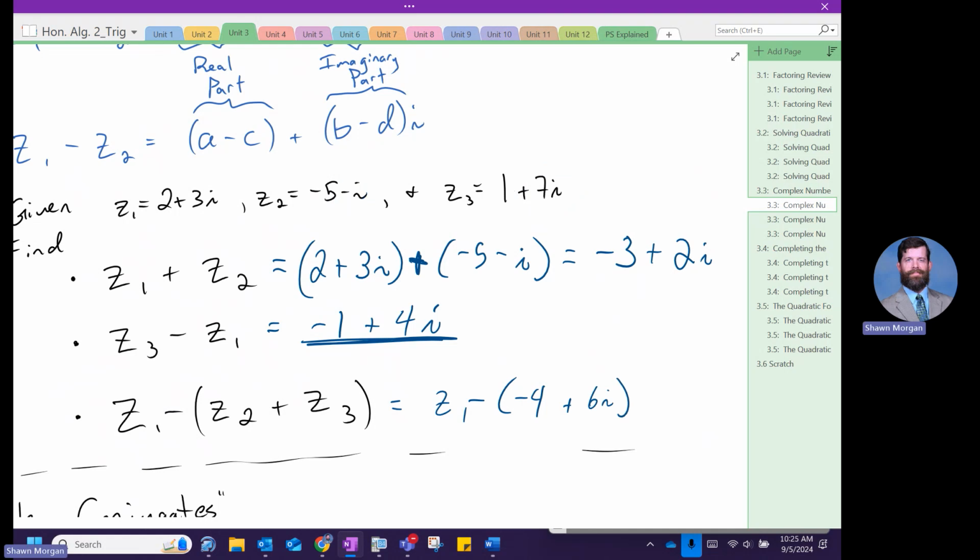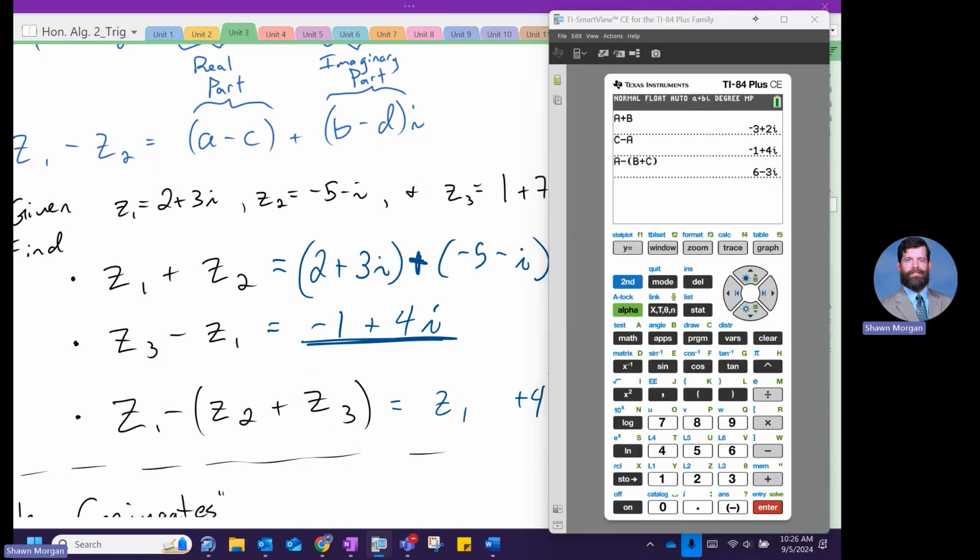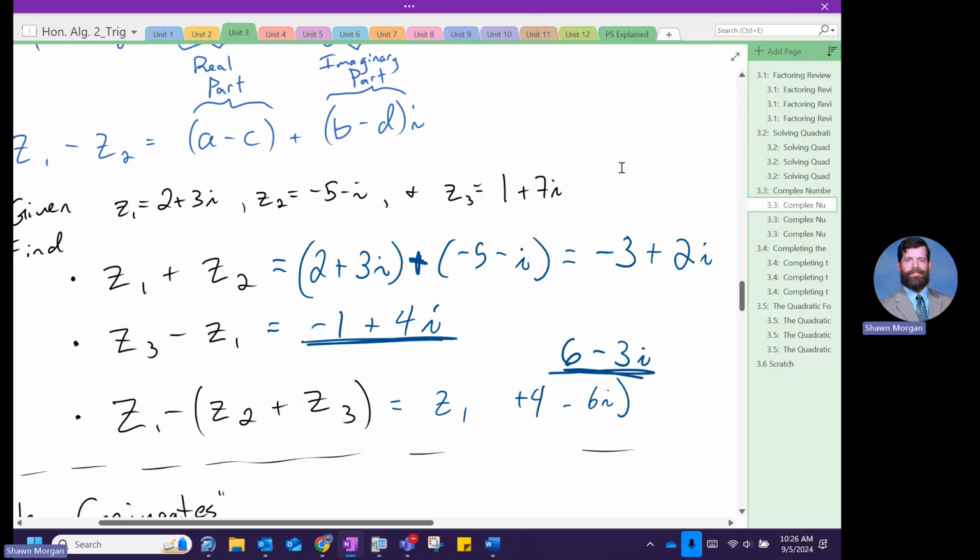Here's where you have to be careful, though. If I'm subtracting, what do I have to do with that negative sign? D word. I have to distribute it. So if I'm going to do Z1 minus this resulting sum, then I'm going to have to dump the negative in there. Minus negative is going to become plus positive. And so Z1, what's 2 plus 4? That's 6. And 3 minus 6 would be -3. And that would be my answer for the third part. Does that flesh out with what I had on the calculator? 6 minus 3i. Excellent. So adding, subtracting complex numbers, not too shabby.